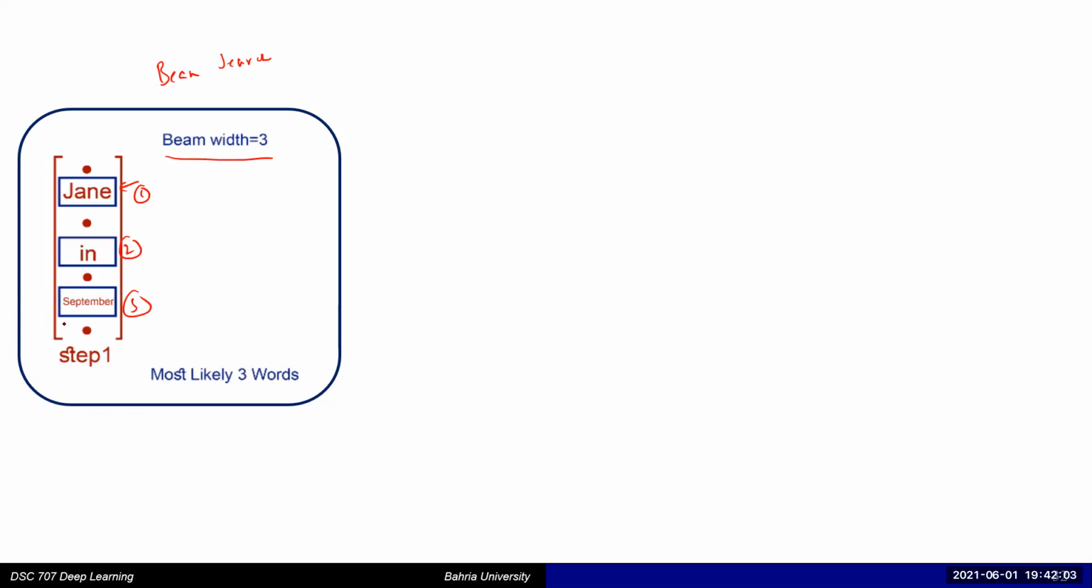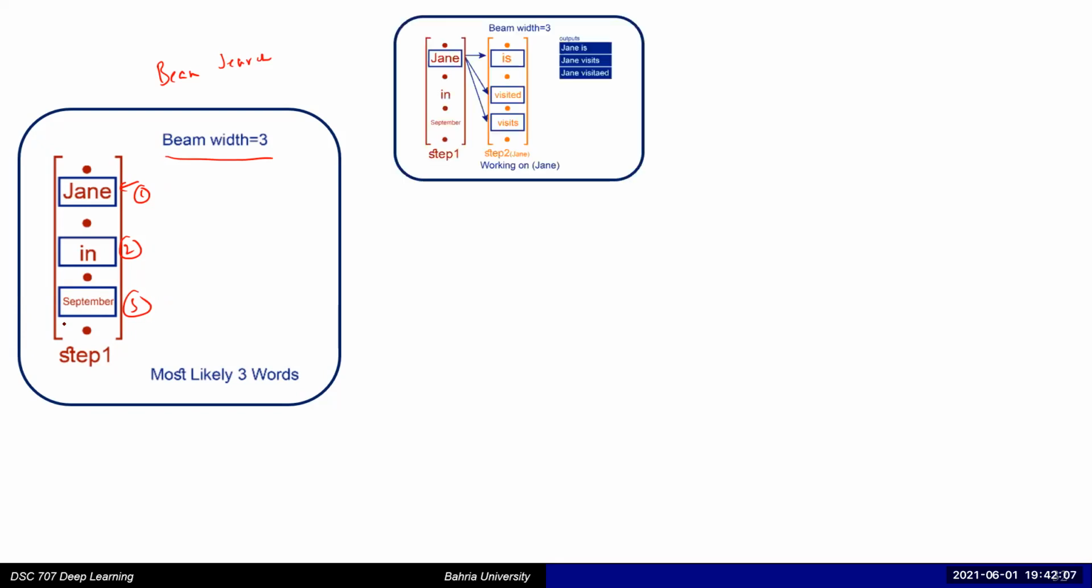Now, what will happen? This was T1, the first word. When we have to make the decision for the second word, what we do is we say, okay, let's fix the first word to be Jane.